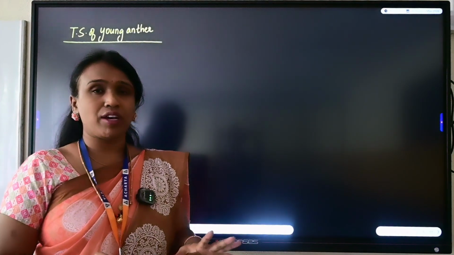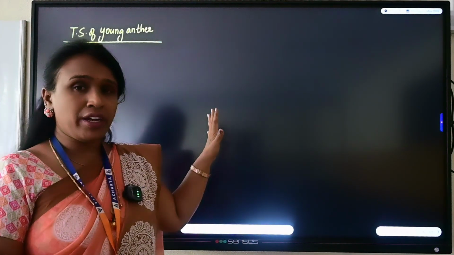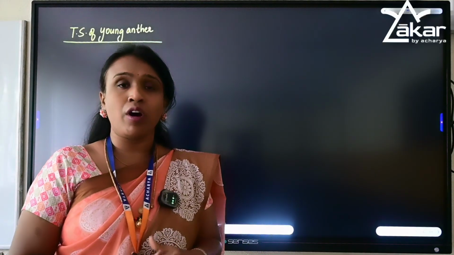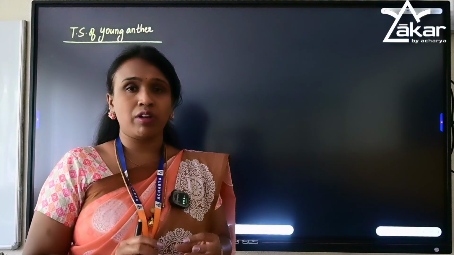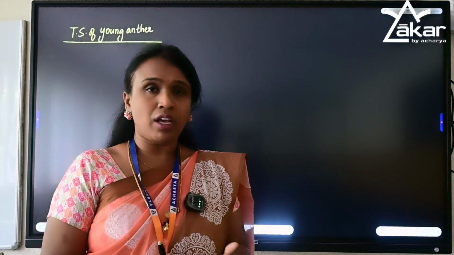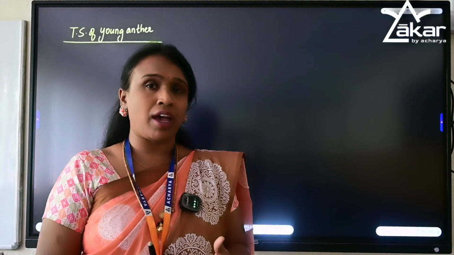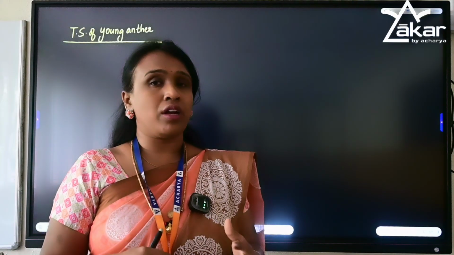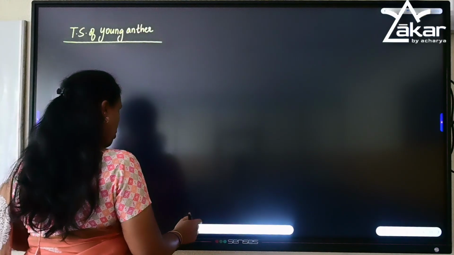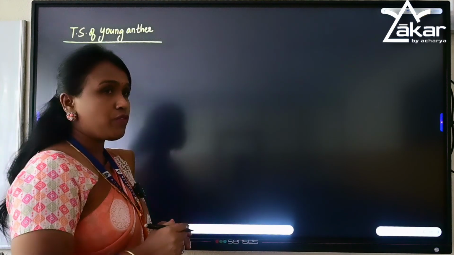So in today's class we are going to study TS of Young Anther. This diagram and its structure are very important for board examination, where it will be asked for 5 marks. In today's class we are going to study how to draw the diagram, what the parts of the TS of Young Anther are, and how it produces the pollen grains. So now let us draw the diagram first. Along with the diagram we will learn.